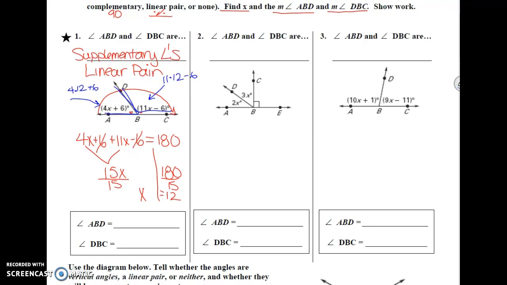Real quick, looking at question 2, notice that you do have 90 degrees on the right-hand side, so we are talking just about the two angles on the left. So those two will only add up to 90. And then when we look at question 3, again, we're back to two angles and the straight line all the way across. Question 3 will look a lot like question 1.